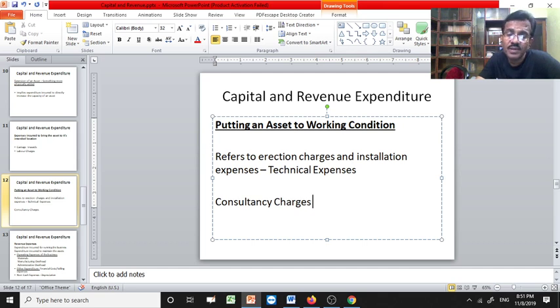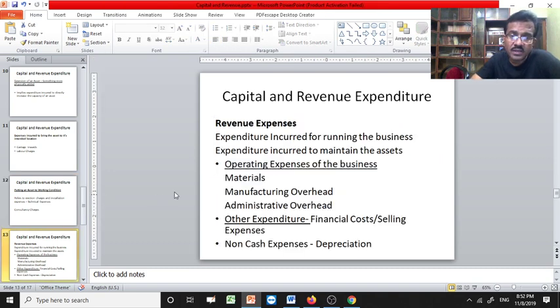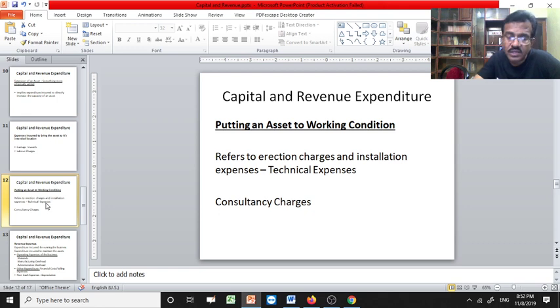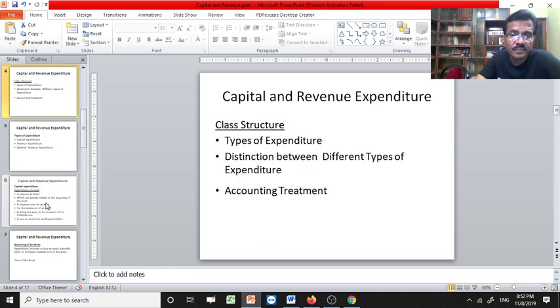Simple. So these are expenses which are incidental, or which are basically required to put an asset into its working condition. Then there are again certain other types, okay, so these are the six. So what have you seen? Let us see what we have seen.